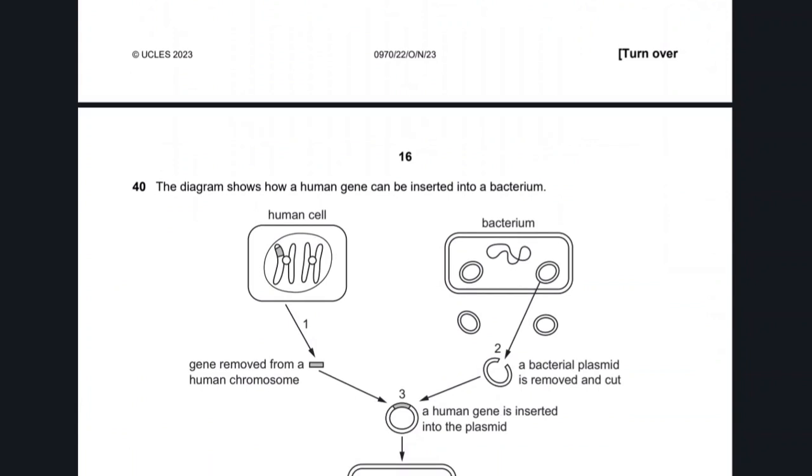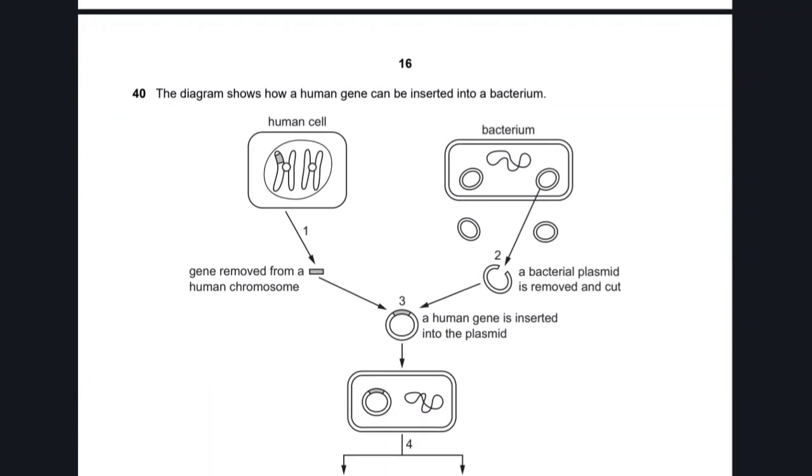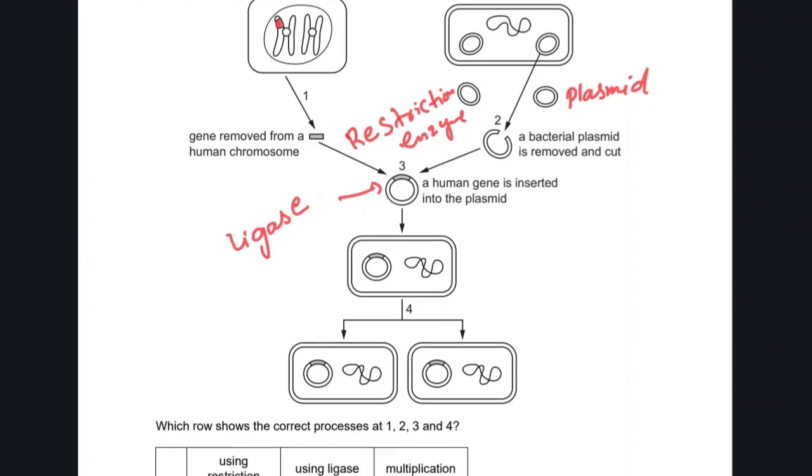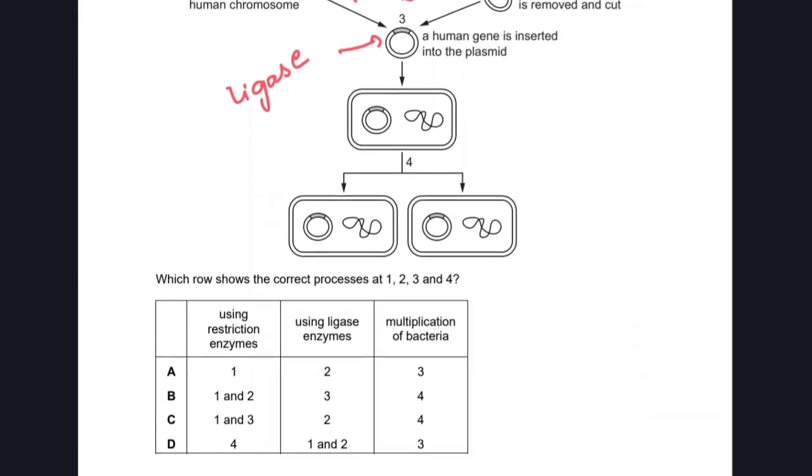Here is the last question, in which they have shown the process of genetic engineering, in which a gene from the human is taken and removed using restriction enzymes. The restriction enzyme cuts this DNA and the gene is separated, and here we have a bacterial plasmid, which we also cut with the same restriction enzyme, and then we join them using ligase enzymes. This recombinant plasmid enters the bacteria and multiplies, and then it starts producing insulin. This process is called genetic engineering.